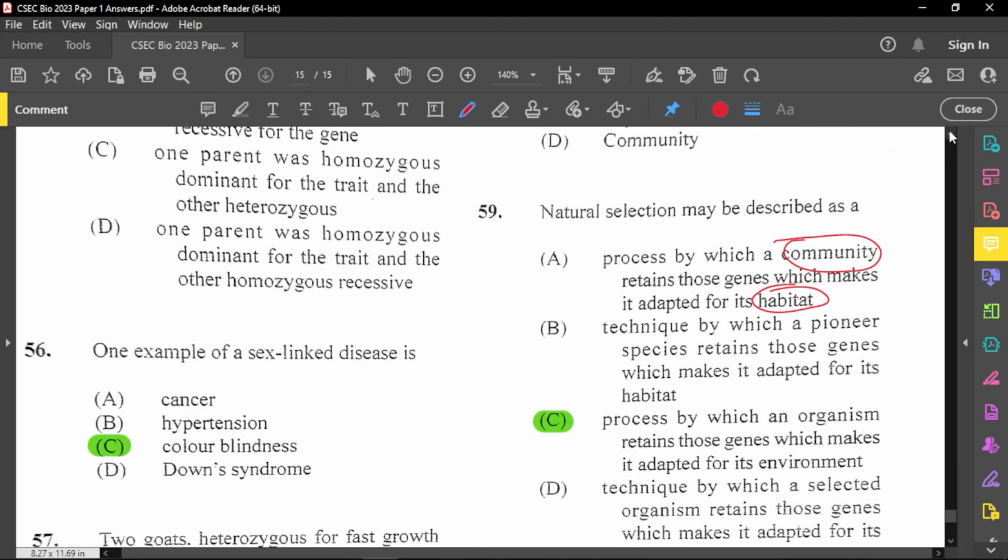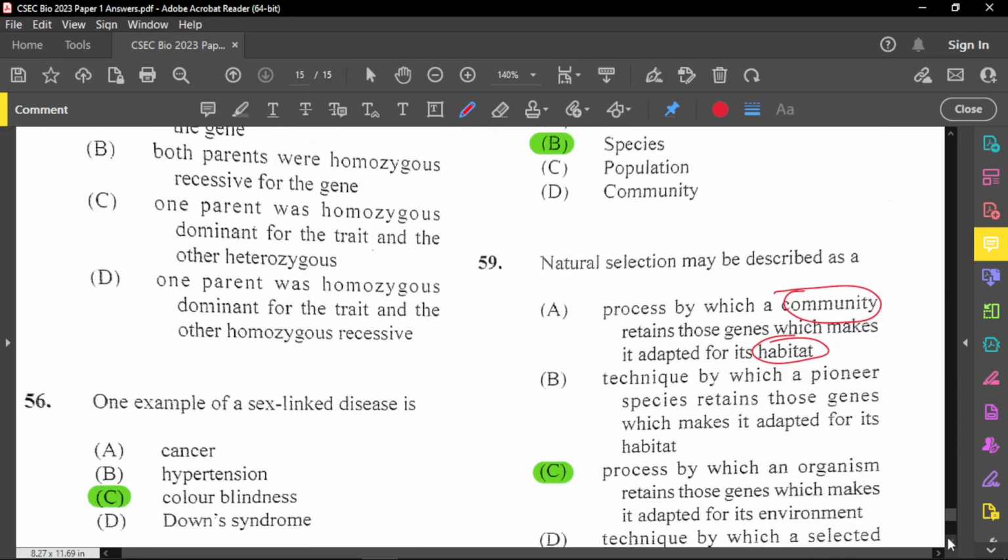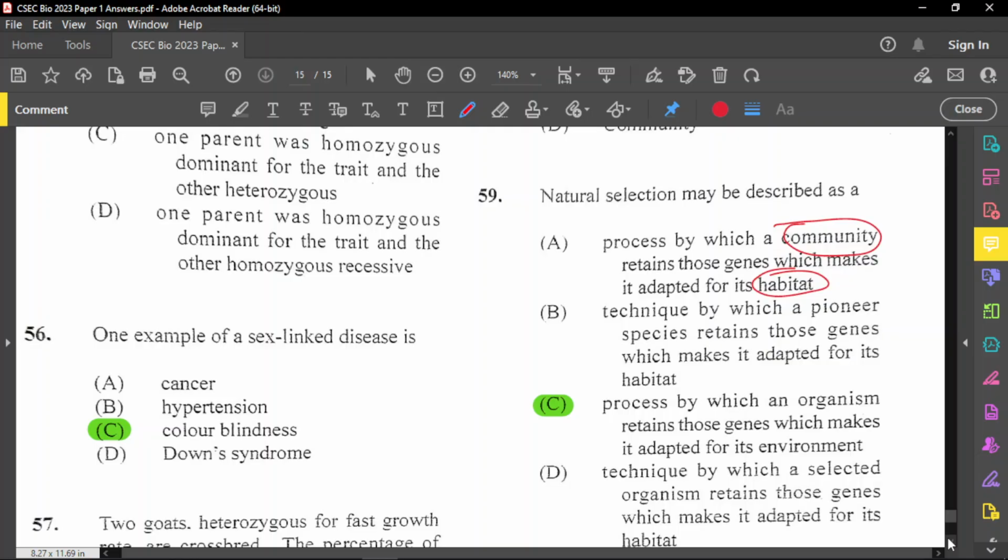Now for 59, no, not 59, 58. All right, so 58, it said, which of the following describes a group of closely related organisms that are able to interbreed and produce fertile offspring, and that is species. All right, and 59, natural selection may be described as what?